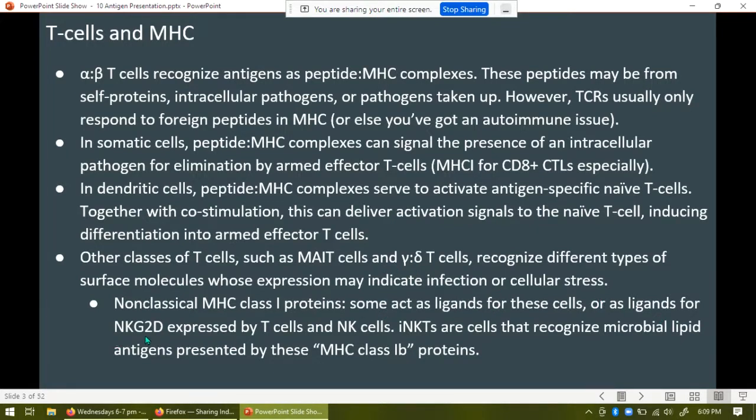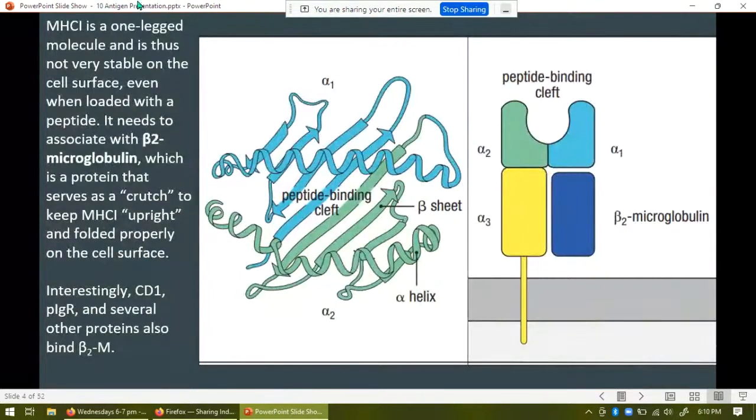They might act as ligands for the receptor NKG2D that is expressed on T cells and natural killer cells. That can target them for destruction because this is a receptor for danger, essentially. It is a receptor for stress proteins. And then there's also this class of cells called the invariant natural killer T cells, the iNKTs. These are cells that recognize lipids presented by CD1, which is one of the MHC class 1b proteins, or the non-classical MHC1 protein. Okay, so we're going to elaborate on all of these in due time.